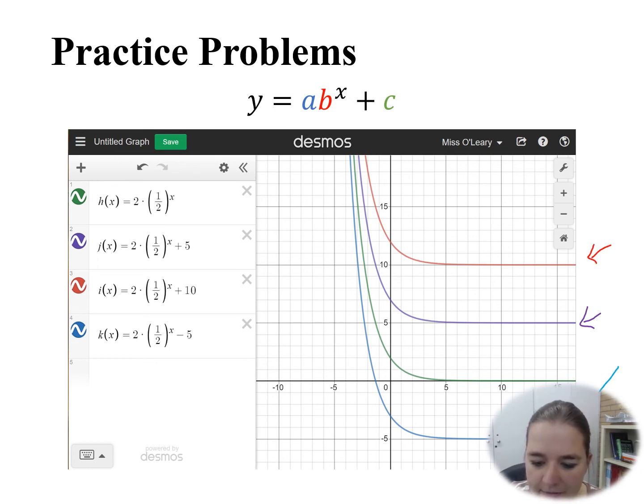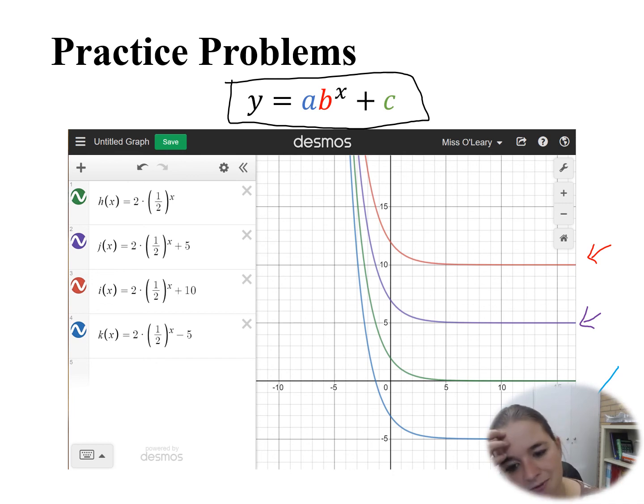So now I have the idea of y equals my exponential function, y equals a times b to the power of x plus c, where a is telling me the y-intercept, b is telling me the growth factor, and c is telling me the vertical shift. I'm moving it up or down on the y-axis, shifting it up and down.